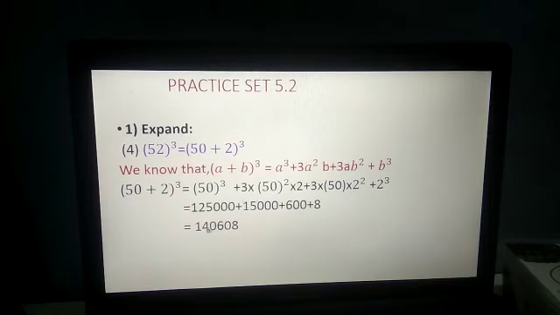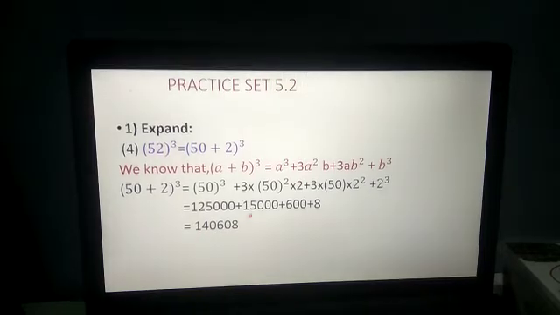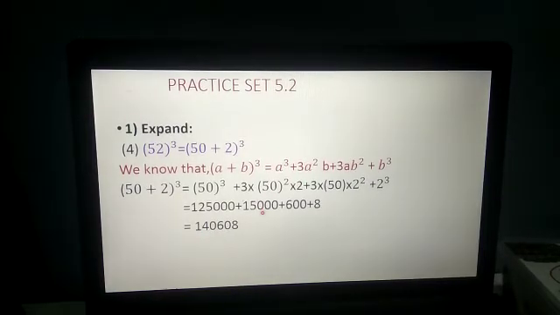Okay. So the last answer is 1,40,608. So you know how to split this and how the answer comes. 50 square means 2,500 and 2 square means 4. In this way we have multiplied all the 3 terms. Here also we multiplied all the 3 terms to get the answer. And the final answer we get by adding all the 4 terms.